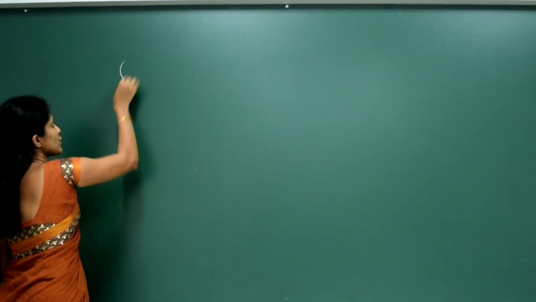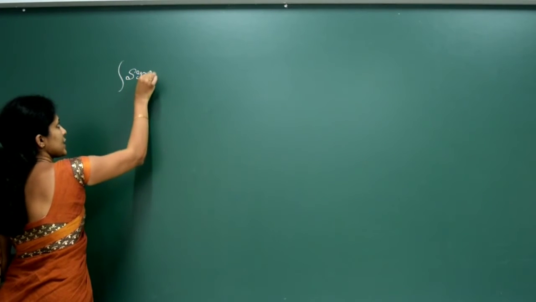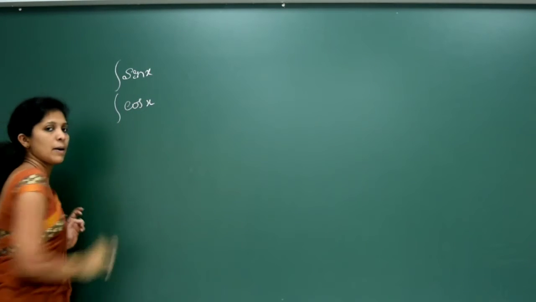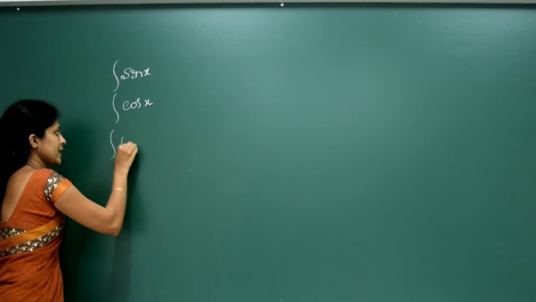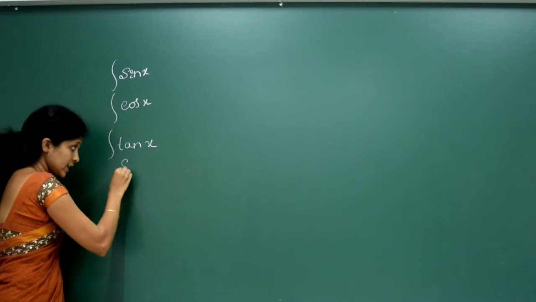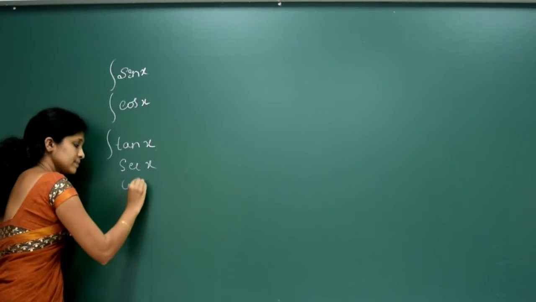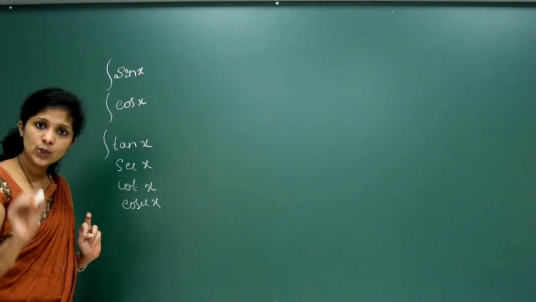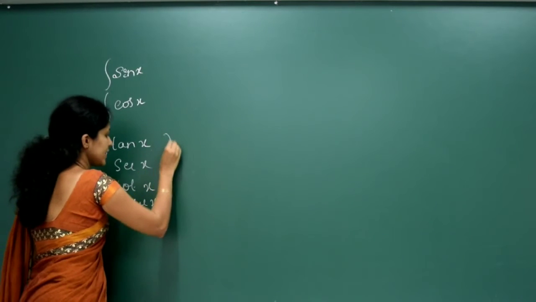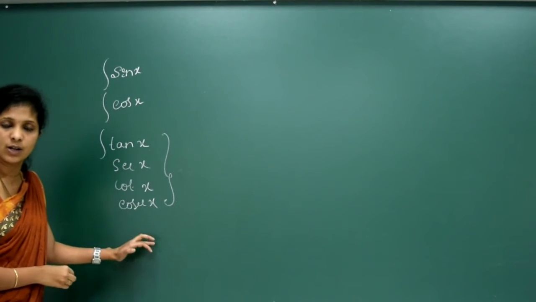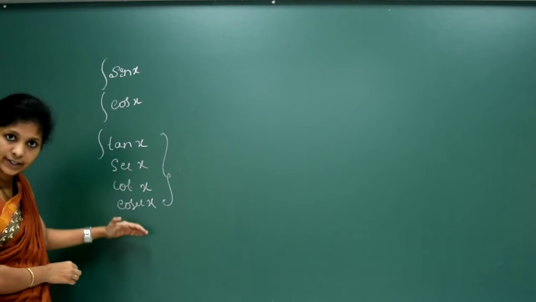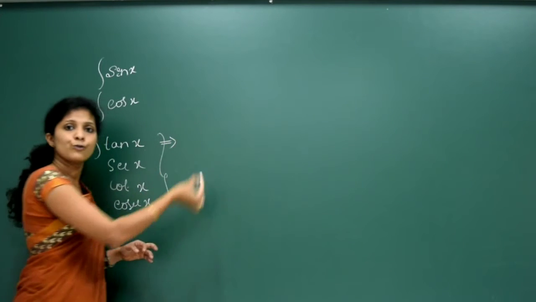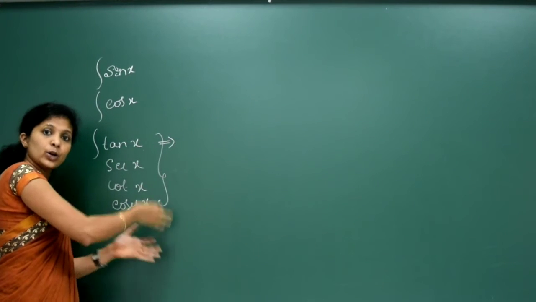We know the integration of sin x and the integration of cos x. But what about the integration of tan x, secant x, cot x and cosecant x? Now by using the substitution method, we are finding the integrals of these four functions. Later onwards we will consider these as formulas, and these formulas will be added to your main list.